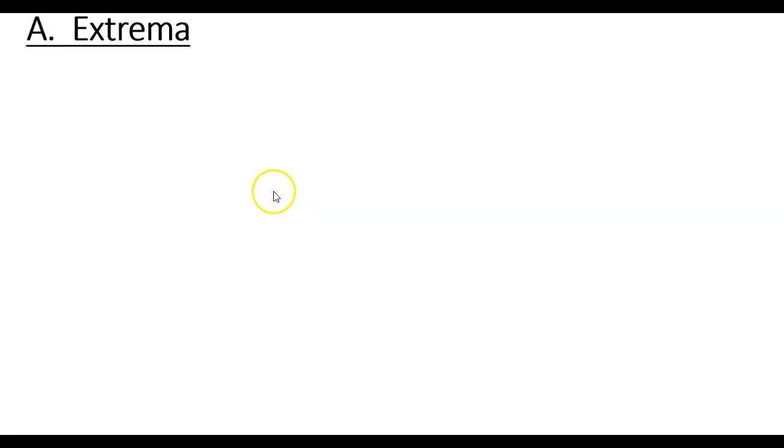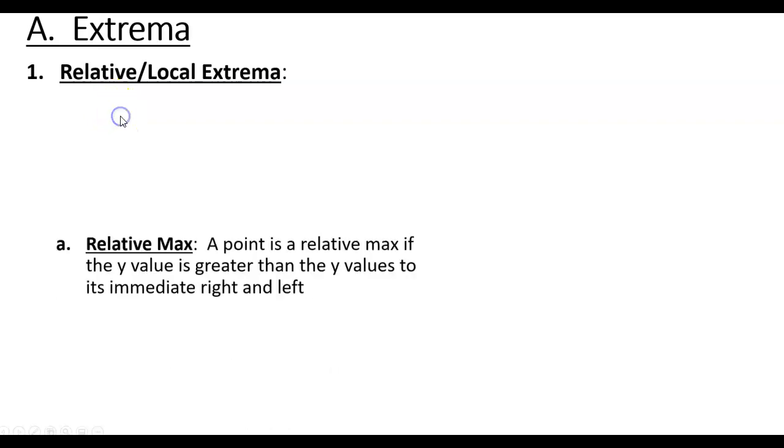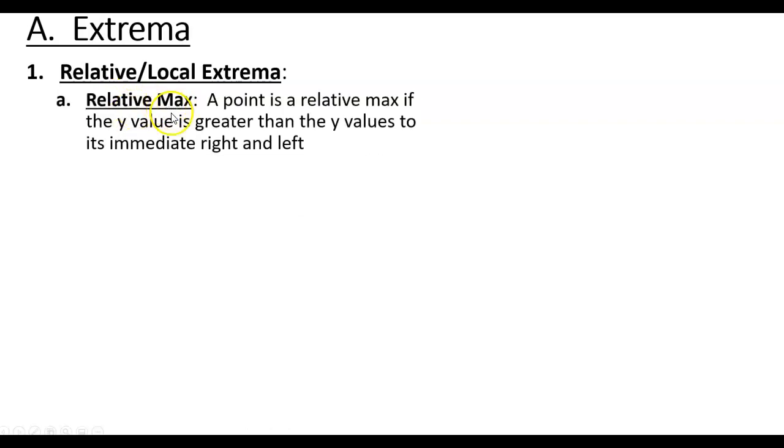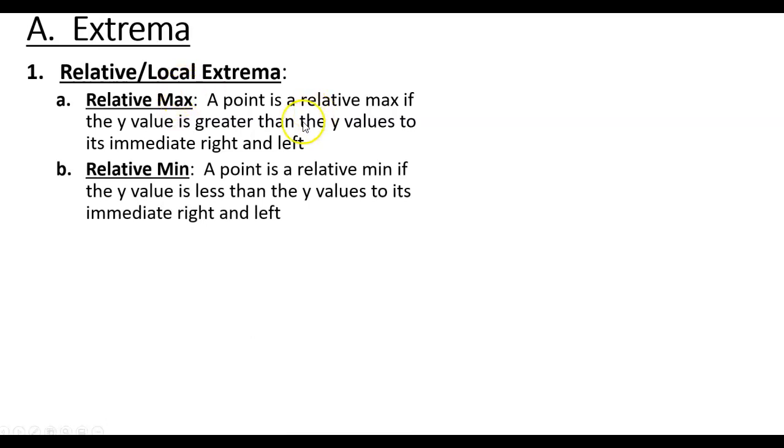Let's begin. Let's talk about extrema first. There are two types of extrema. One type is the relative or local extrema. What are those? Well, there's a relative max and there's a relative min. A relative max is a point where a y value is greater than any y value to its immediate right or left. So it could look like this. That would be a relative max right there. Or it could look like this. That would be a relative max at the very top of the curve.